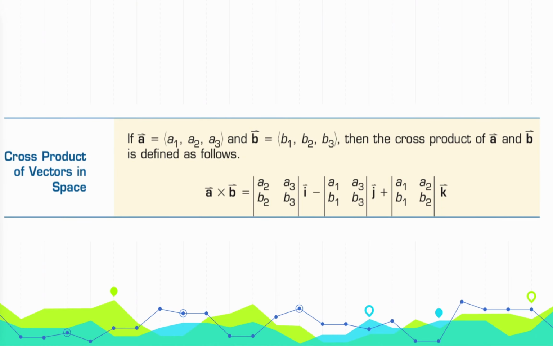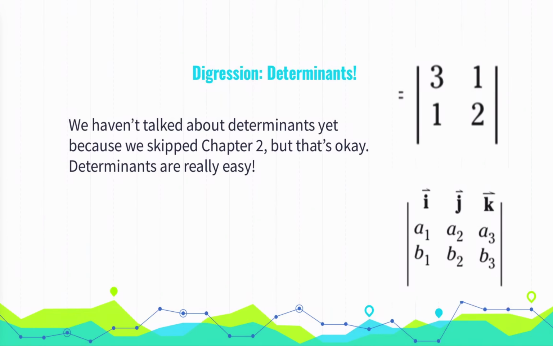So in order to do the cross product, you need to know a little bit about determinants. We haven't gotten to matrices because we skipped chapter 2. We'll do matrices later this semester. So this definition doesn't make much sense. You can write it down if you want to, but here's how you do determinants.